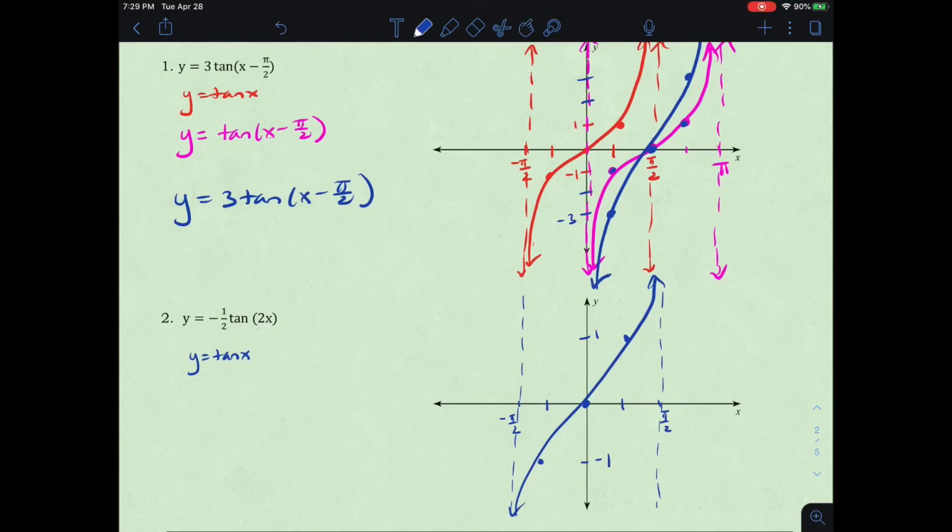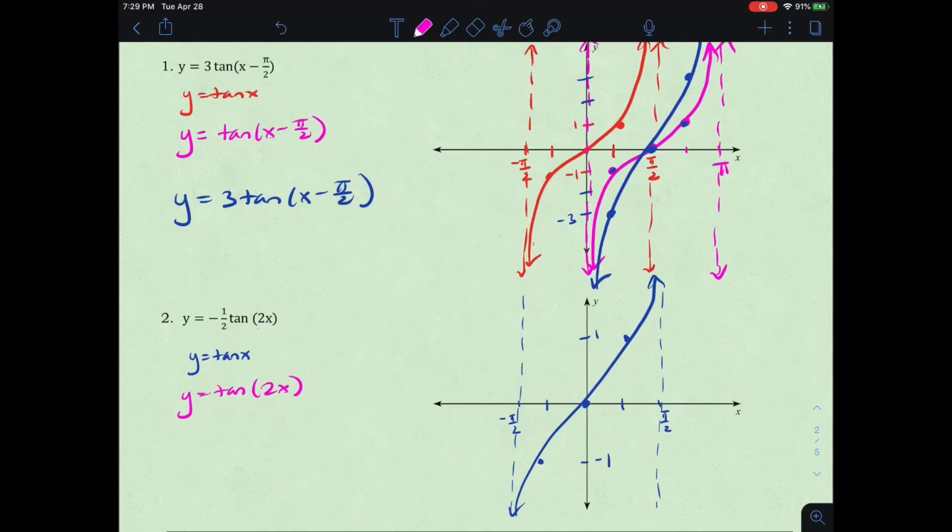Now from there, we're going to move on to y equals tangent of 2x. In this case, that 2 on the inside is going to affect it horizontally. And what you're going to do is, again, think the opposite of what you would be inclined to do. We're not going to multiply the x coordinates by 2. We're going to divide the x coordinates by 2. So it's actually going to shrink.